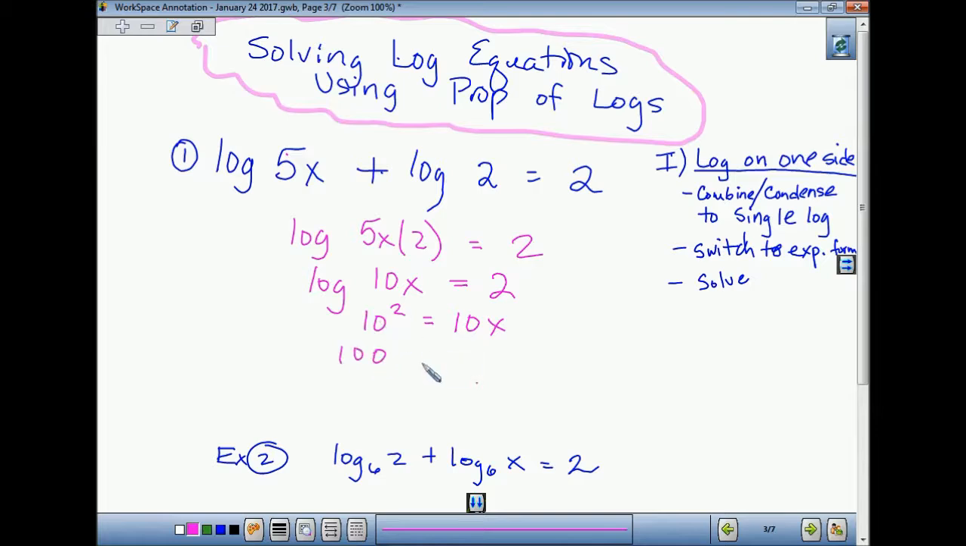So we square that first, and then divide by 10, and x equals 10. And we always check. If I plug in 10, do I have something positive here? Because remember, the base and the answer always have to be positive. The only thing that can be negative is the exponent, right? So 10 works because when I plug it in, this is a positive value.